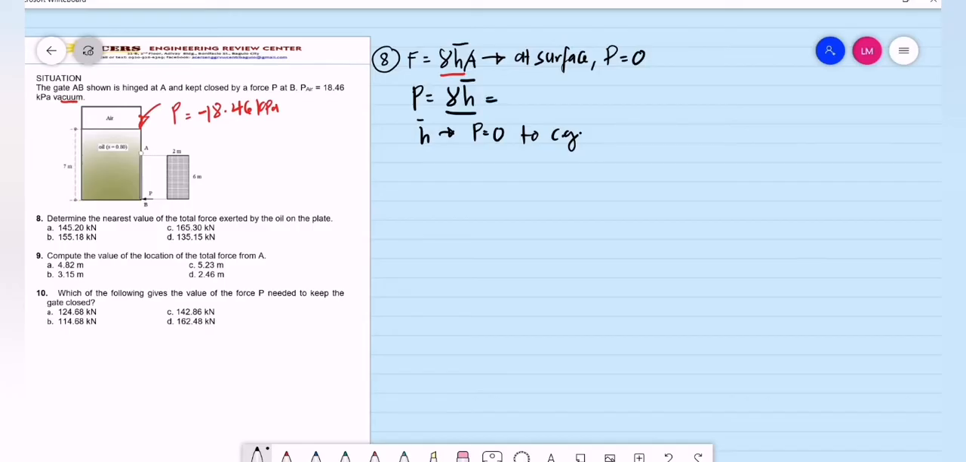Gamma bar h, the same as gamma h, is pressure. Gamma bar h is the pressure down to the center of gravity. So we can reinterpret this formula as the force is equal to the pressure down to the center of gravity multiplied by the area. So all we have to do first is compute for the pressure on the center of gravity.